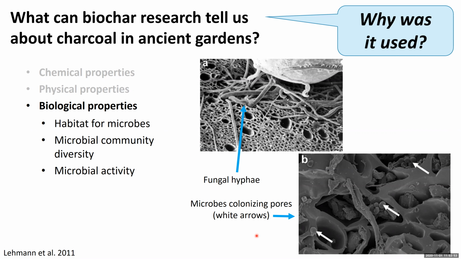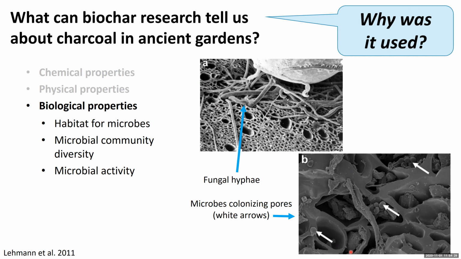The top photo shows fungal hyphae growing into the plant cells that we can still see visible in the biochar particles. The lower photo on the right shows other microbes, such as bacteria, that are colonizing the biochar pores. We can see that by these white arrows. Again, these pores in biochar are really the cells of the plant biomass that are still physically present. And as well as being attracted to the nutrients absorbed to biochar particles, microbes that colonize the pores are also more protected from their predators.